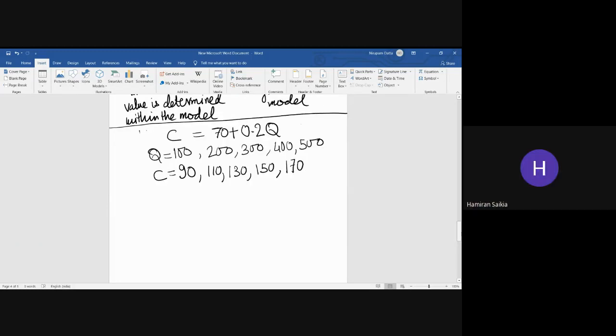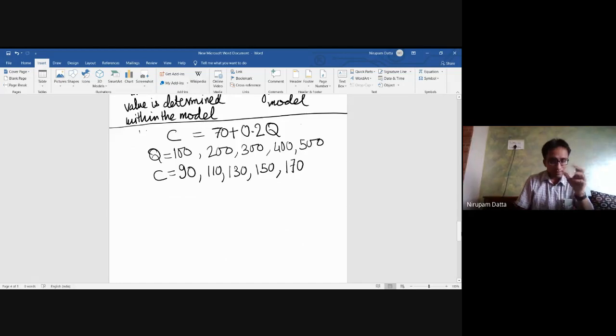Yes, sir. Okay. Now understand this thing. So the behavioral equation I have given was just a particular function, A plus BQ. Here we put the value of A equal to 70 and the value of B equal to 0.2. But I can also write this behavioral equation as follows: A plus BQ square.